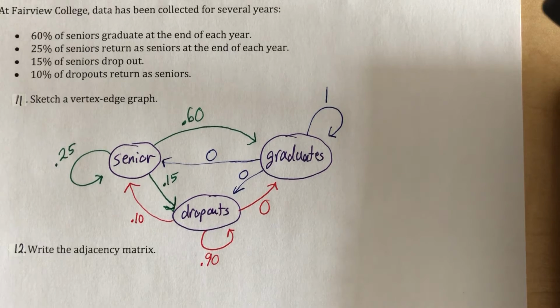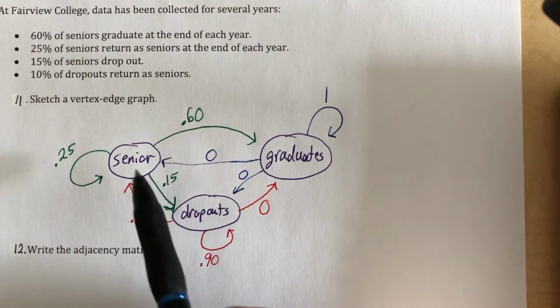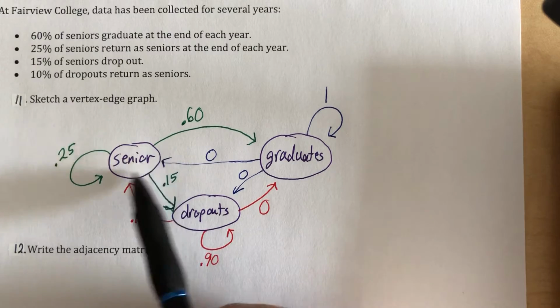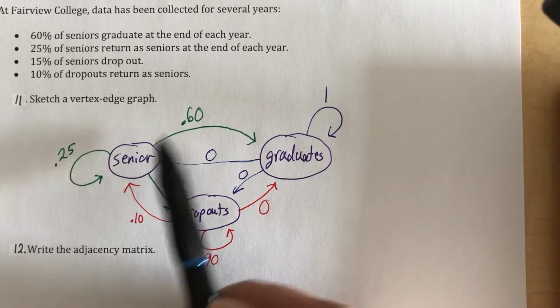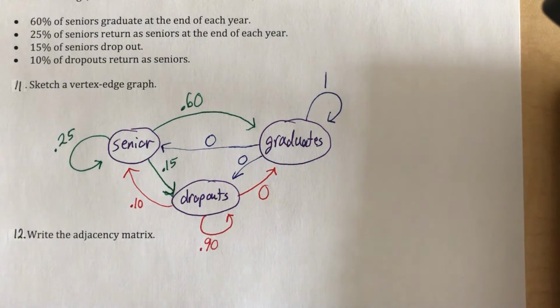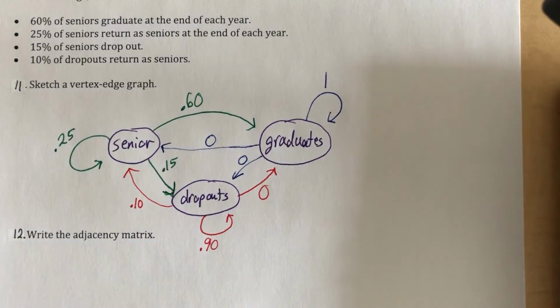So let me say all this one more time. Everything that comes out of each individual vertex, out of each individual state of what you could be, you could be a senior, everything is going to add up to 100%. 60, 15, and 25 is 100%. 10, 90, and 0 is 100%. 0, 0, and 100 is 100%.